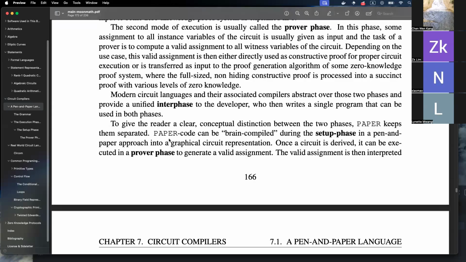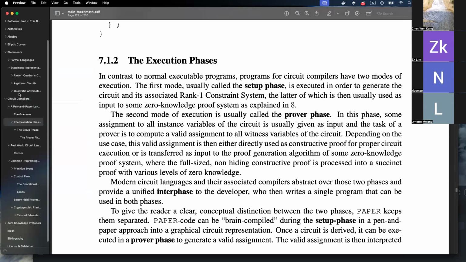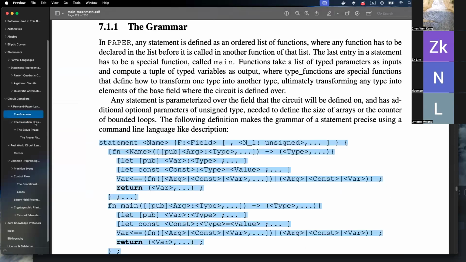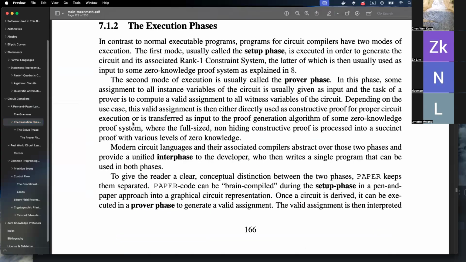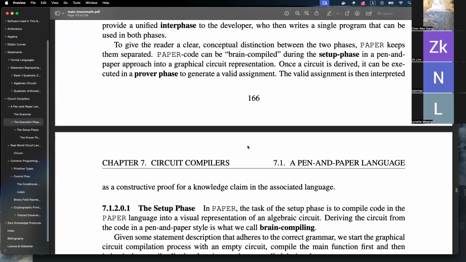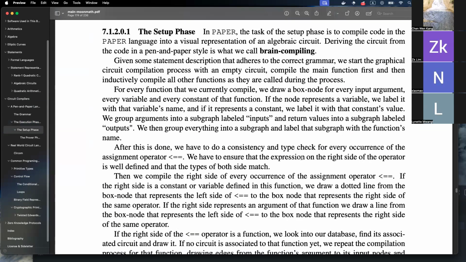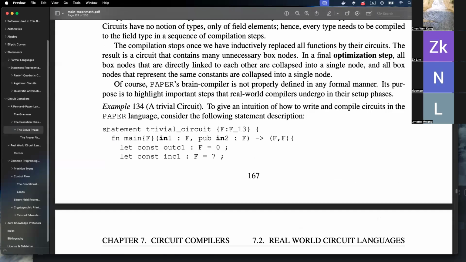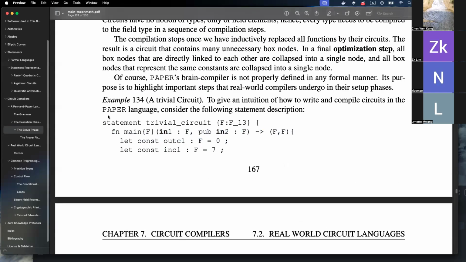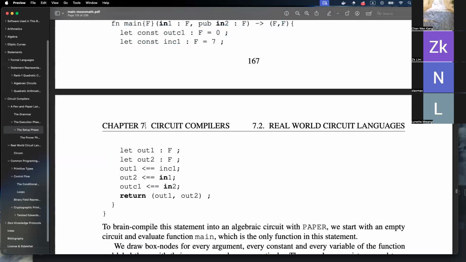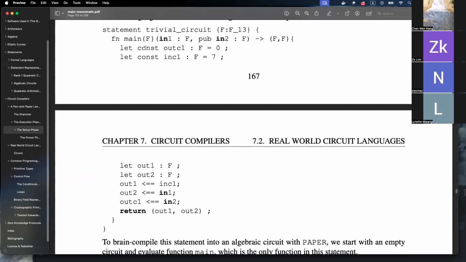Okay, anyways, let's go into the grammar. So, execution phases. Please do ask any questions again. In execution phases, here we separate out setup and prover, and the difference is simply that in setup, we are basically converting this circuit, you see here. So this is an example. Let's look at the circuit, right?